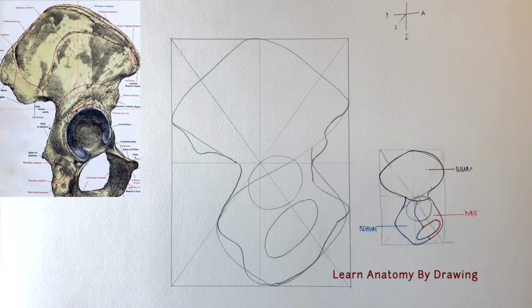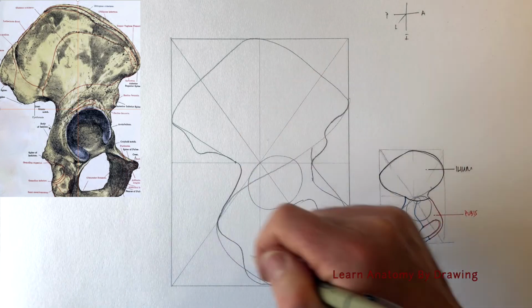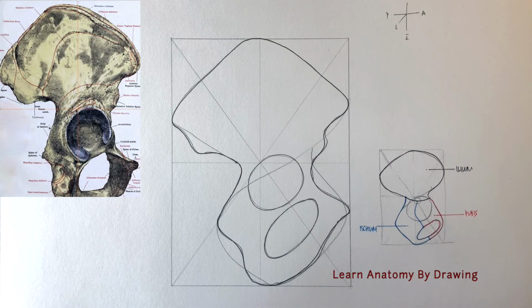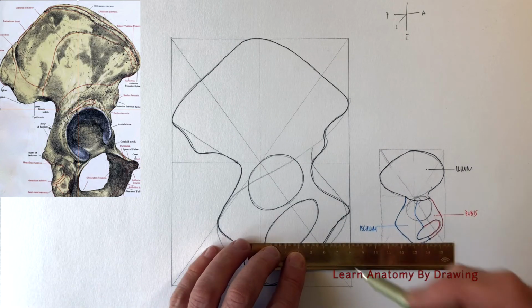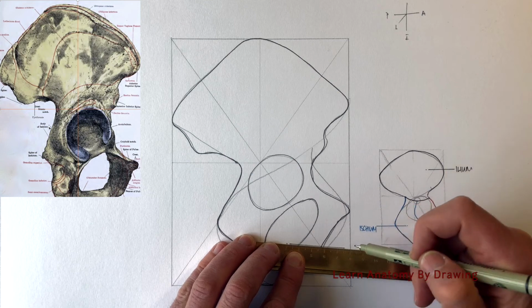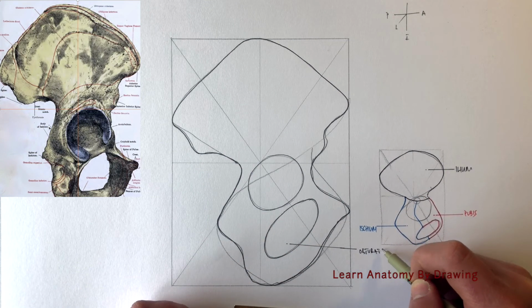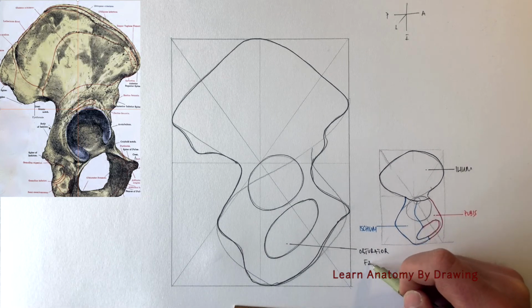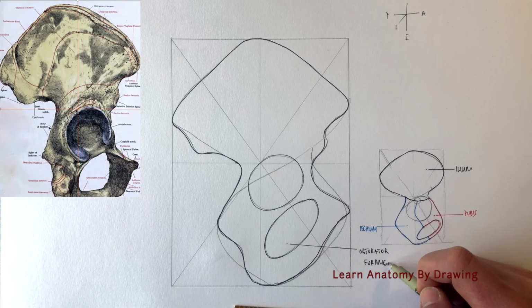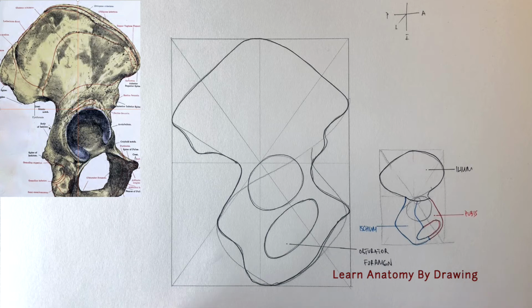All right, let's ink this in, and then we'll come back and label it. All right, let's label this. This is the obturator foramen, which you'll be familiar with if you've watched the anterior video. A little bit more closed, as we mentioned.